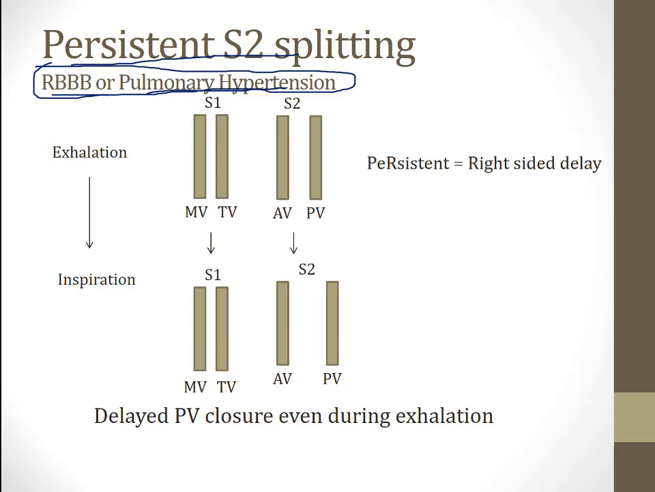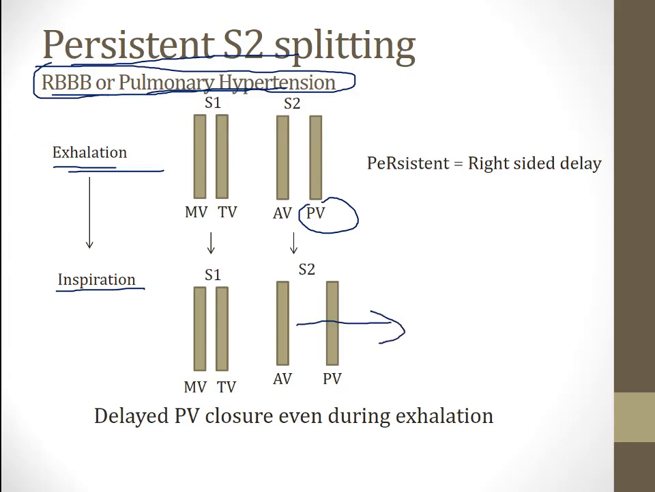So in either of these conditions, when the patient is exhaling, the pulmonic valve closure is delayed because of the right bundle branch block or pulmonary hypertension. This creates a split in the second heart sound even during exhalation. When the patient inspires, then that split widens for the reasons we talked about on the last slide.